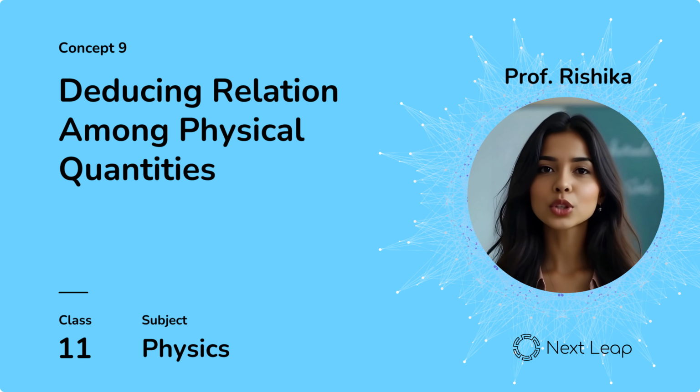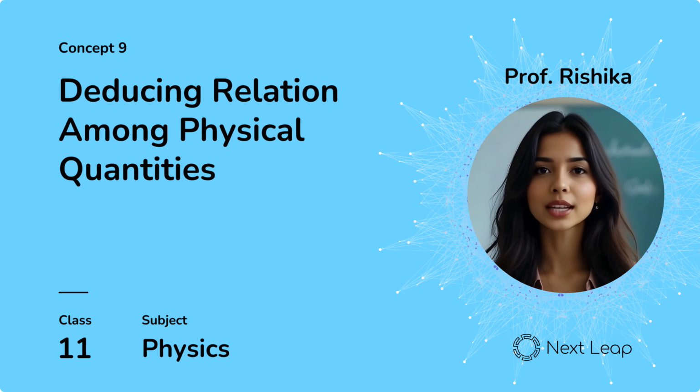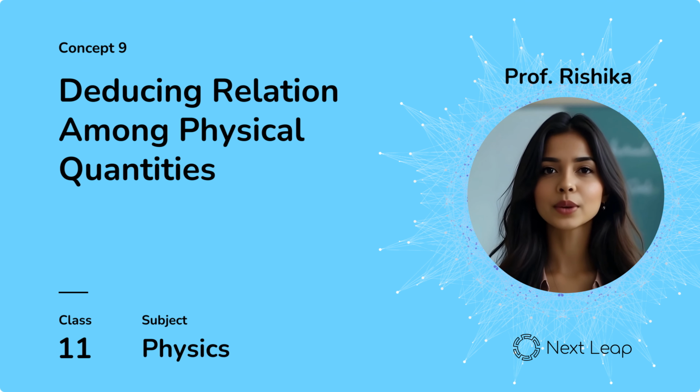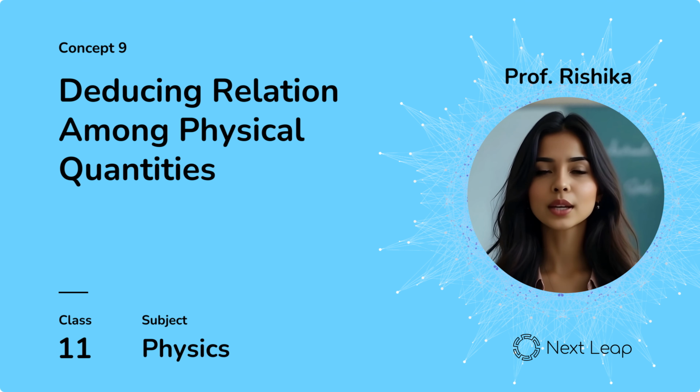What if you don't know the exact formula of a physical quantity, but you know it depends on a few others, like mass, length, or time? Using dimensional analysis, you can derive a relationship between them. Let's learn how to deduce formulas using only dimensional reasoning.